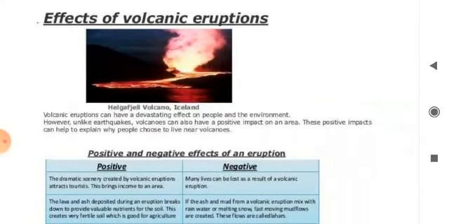Effects of volcanic eruptions. Positive and negative effects are there. At first, destructive effects of volcanic eruptions. Most of the volcanic areas are absolutely barren and uninhabitable by man. Volcanic eruptions are disastrous, causing complete destruction. Tsunami or tidal wave is produced as a result of volcanic eruption.